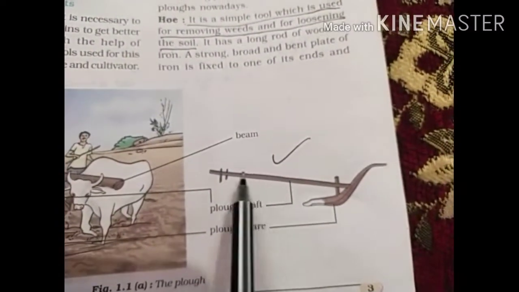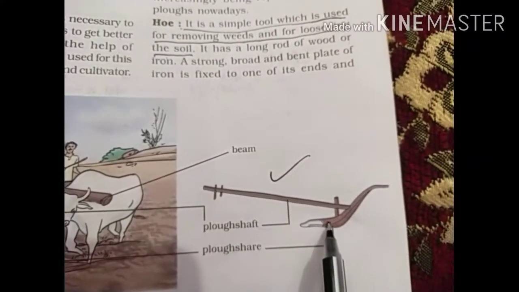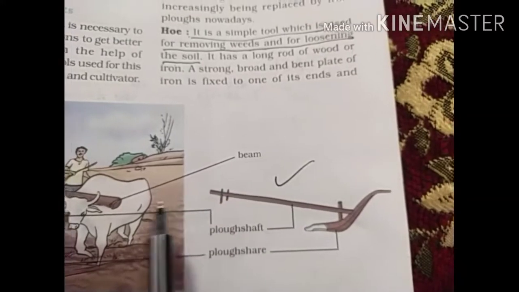This is the long handle which is known as the plow shaft. This is the plowshare. This is the plow shaft, and this is a beam. Okay, so this is the structure.